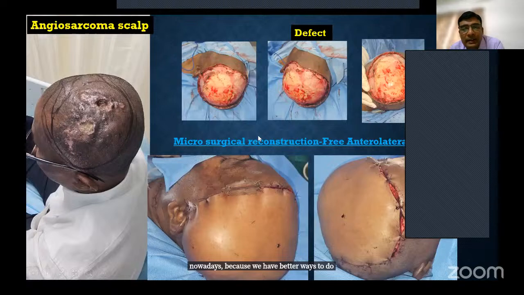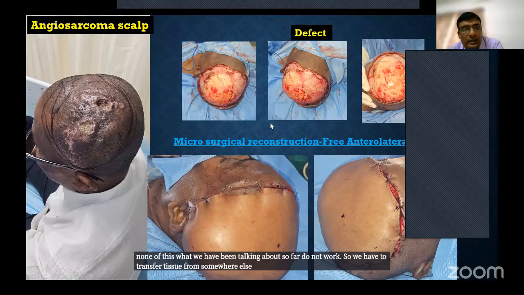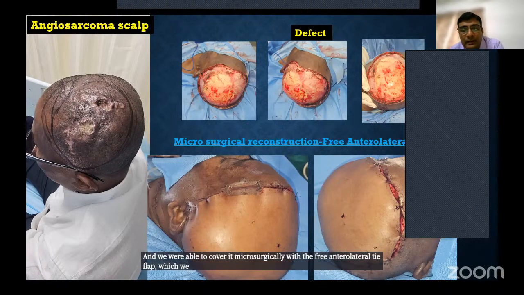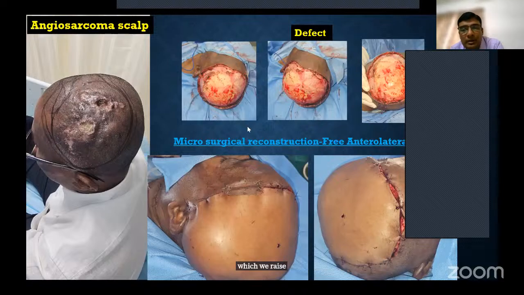Beyond that, if the defect is too large, none of what we have been talking about so far works. So we have to transfer tissue from somewhere else to cover the defect. This is a case of an angiosarcoma malignancy which was widely excised, and it was almost a subtotal resection of the scalp, and we were able to cover it microsurgically with a free anterolateral thigh flap, which we call an ALT flap, which we raise from the thigh with minimal morbidity.